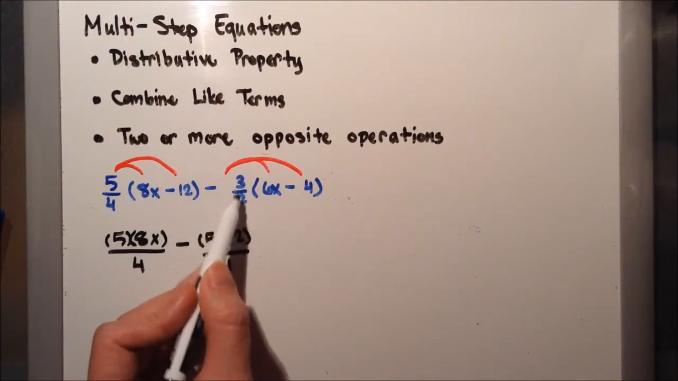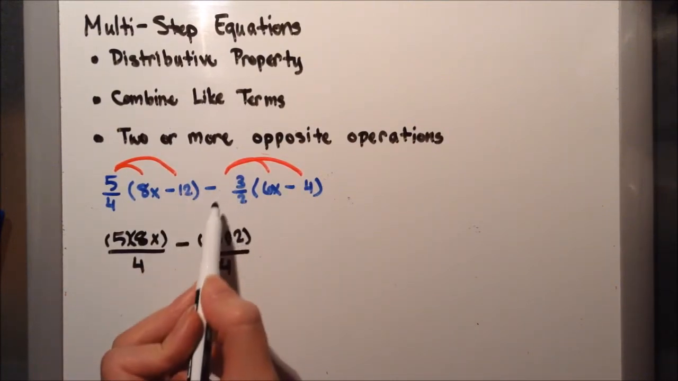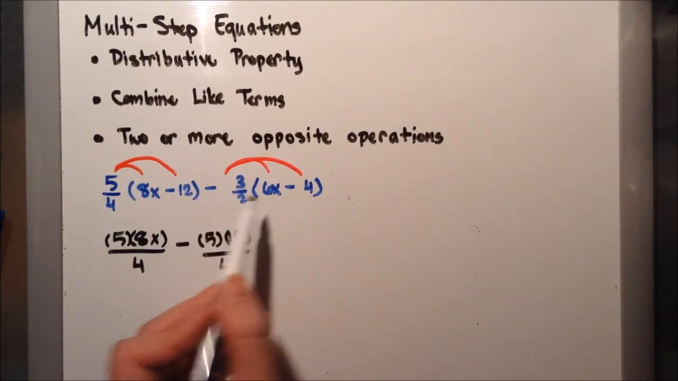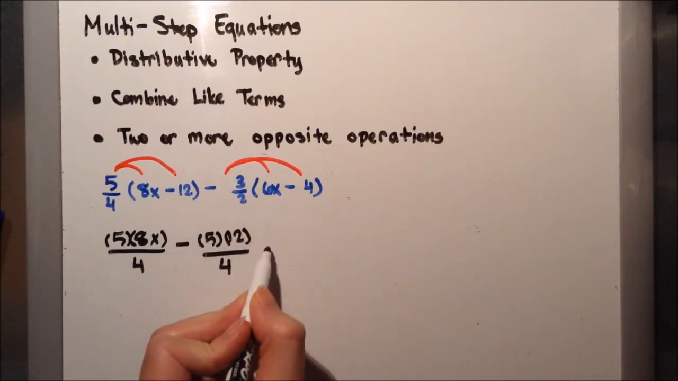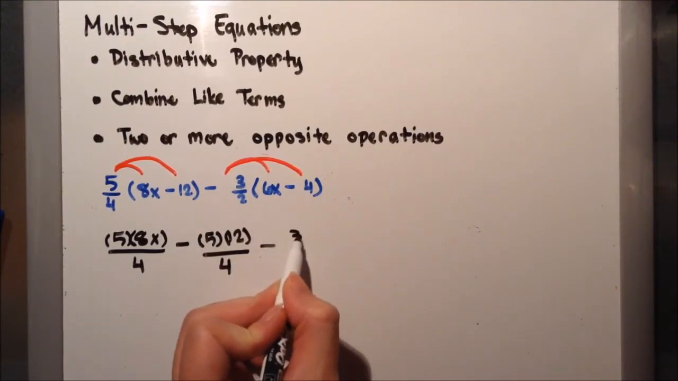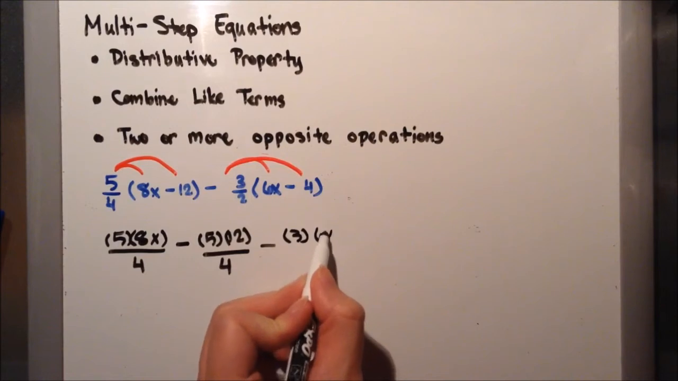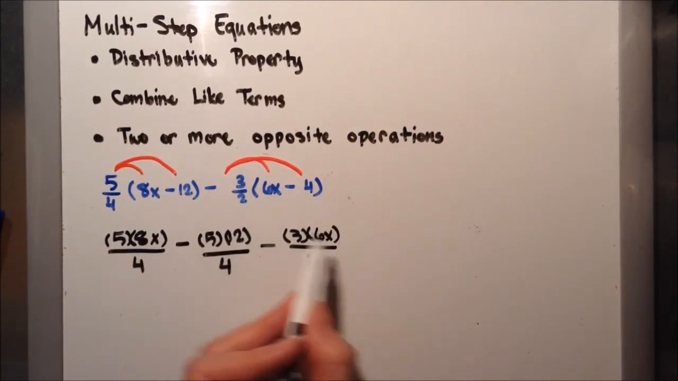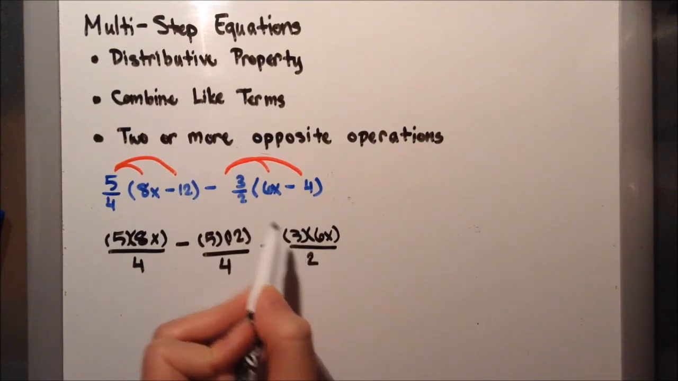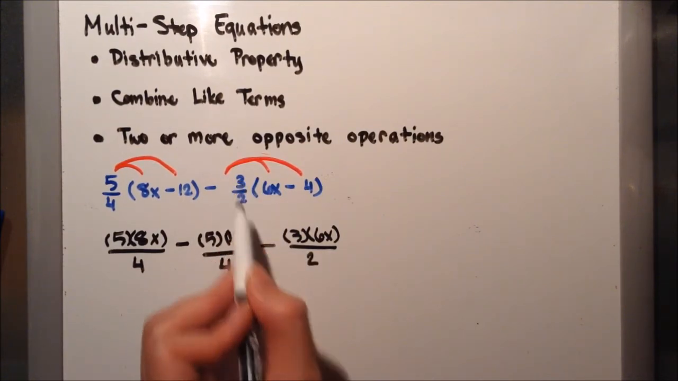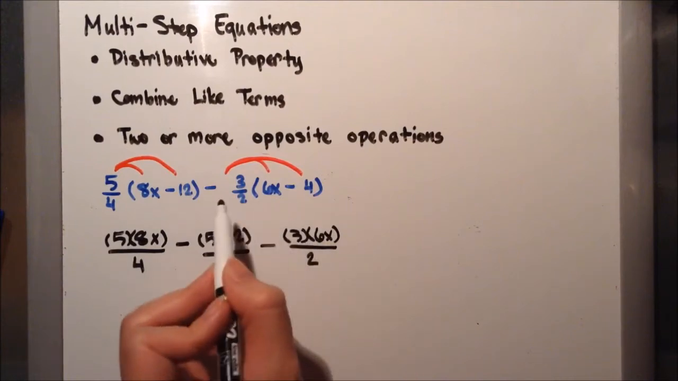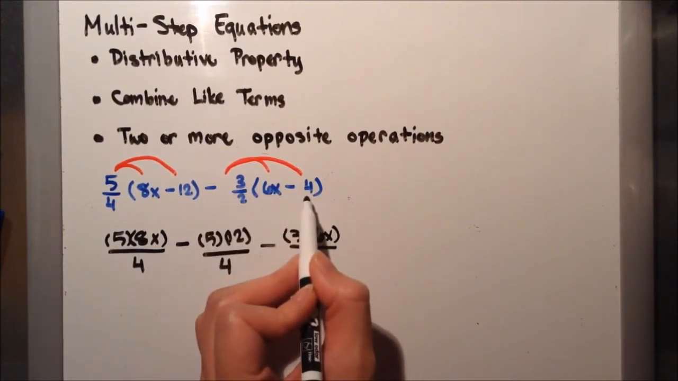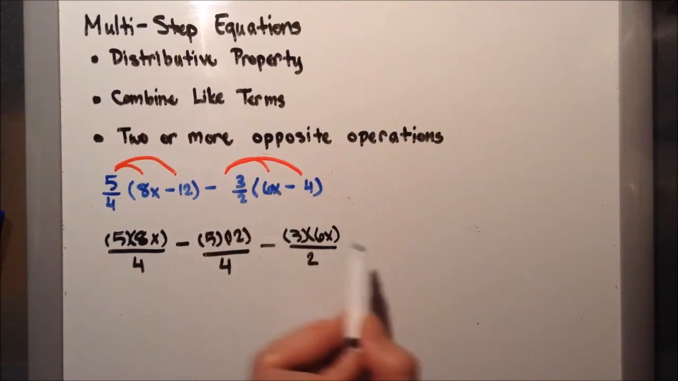Next, I'm going to do the same process with the 3/2. So a negative 3/2 times 6x, positive 6x, would be minus 3 times 6x over 2. So again, I got this by multiplying the 6x to the numerator, which is why we got 3 times 6x. Then negative 3/2 times negative 4. Since it's a negative times a negative, it's going to be plus.